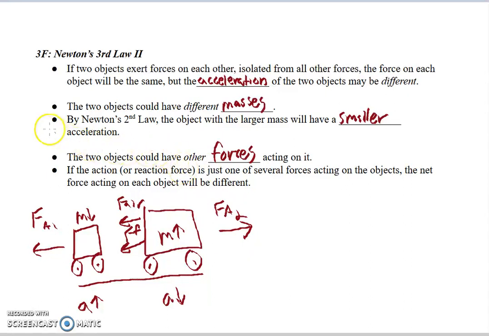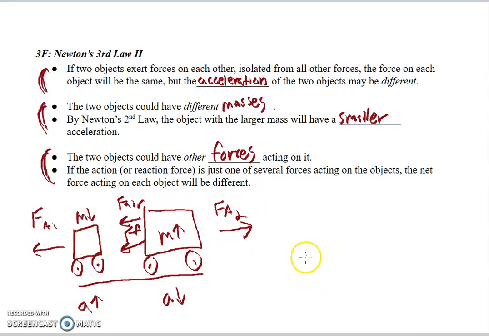So again, to summarize, what this section is saying is that the third law is always valid. The action-reaction forces are always the same. You push on the wall, the wall pushes on you, the same amount. Two cars hit each other, they're going to have the same force. But the acceleration might be different. The result of that force on those objects might be different, because they have different masses, or because there are other forces acting on those objects. But they're going to have the same force, while the interaction might be different.